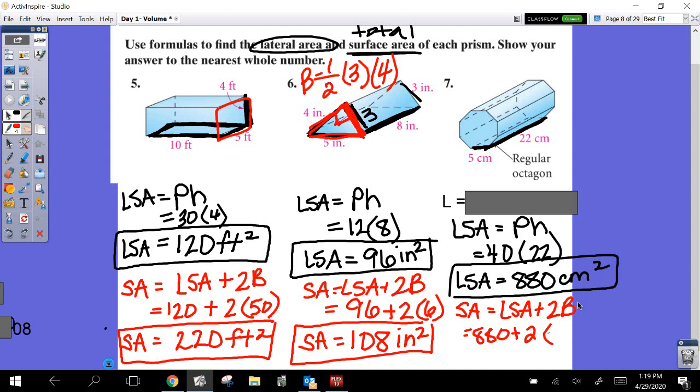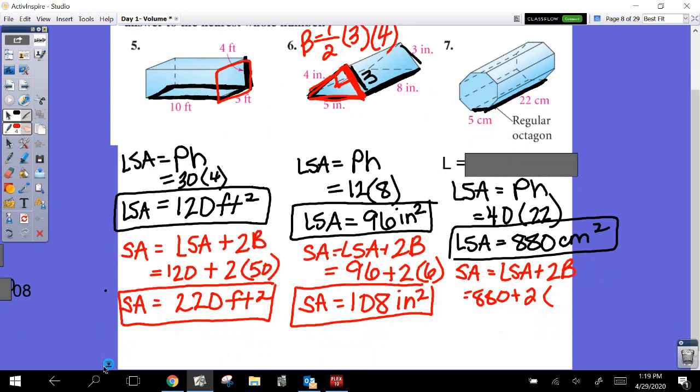Okay, here's where we're about to get complicated. How do I find the area of this base? It's an octagon. What's my formula? 1/2 AP. Now, if you didn't watch those videos on regular polygons, they're not going away. It's going to keep coming up. So, I'm going to do 1/2. I have to find the apothem. Okay, I'm going to do a different color here.